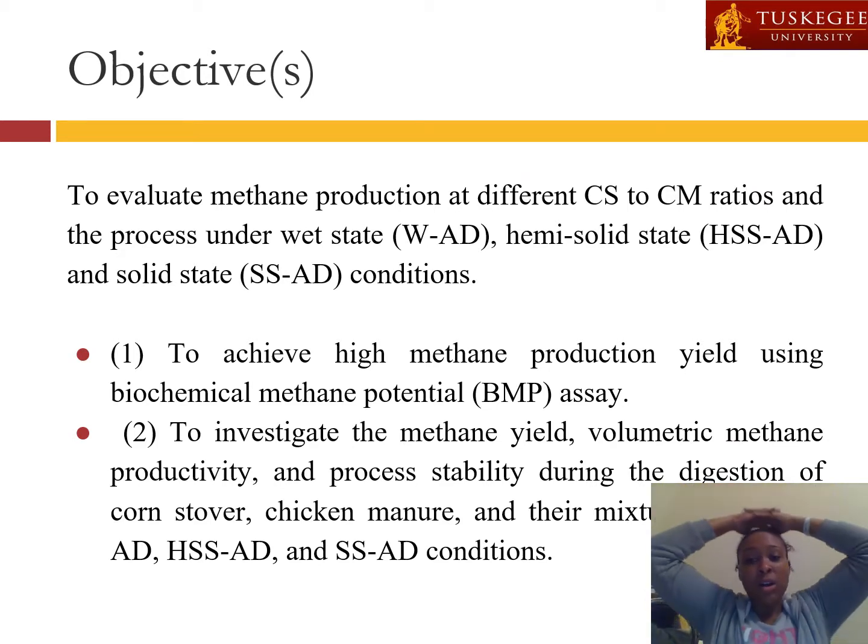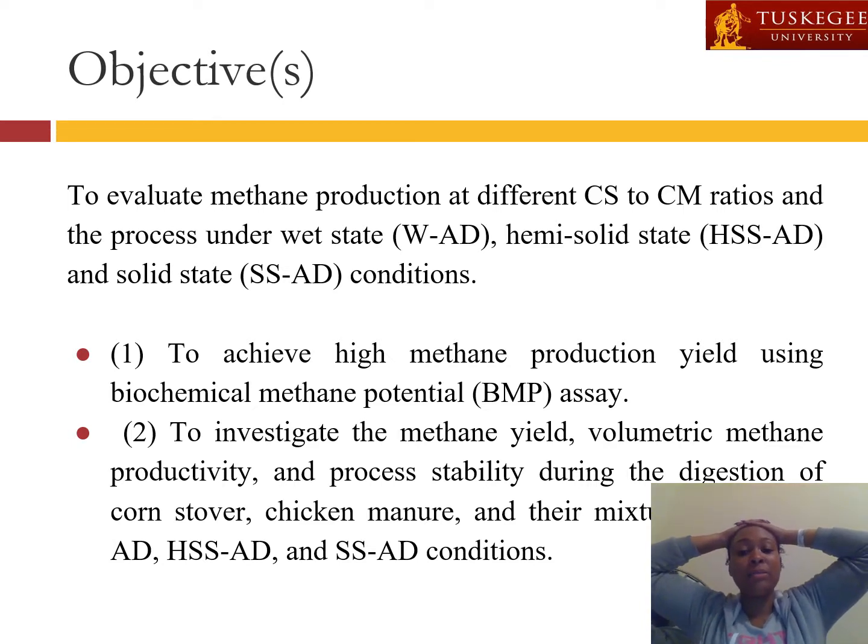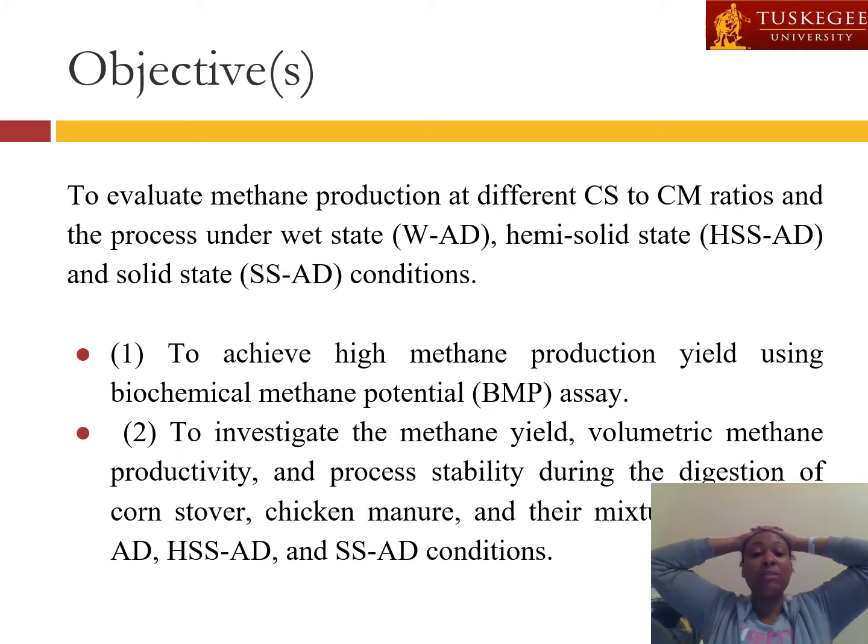The objectives are that the corn stover to chicken manure ratio will be processed under the wet state, the hemi-solid state, and the solid state condition. We're hoping that this will yield high methane production, and we'll use the BMP assays, which is the biochemical methane potentials. We'll investigate it further with the volumetric methane productivity, using the factors mentioned, which is the three conditions and the inoculants.